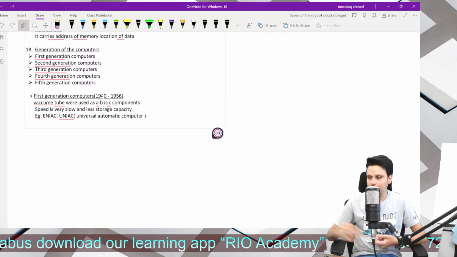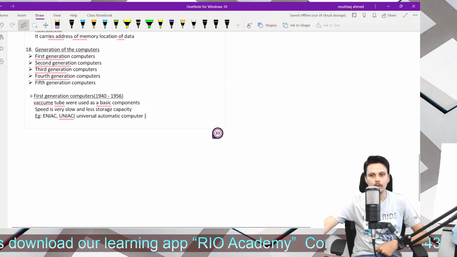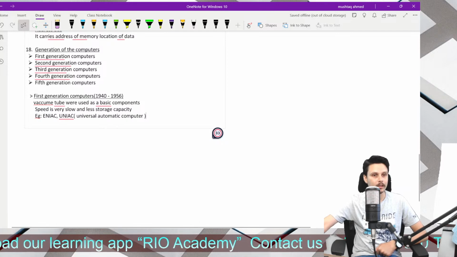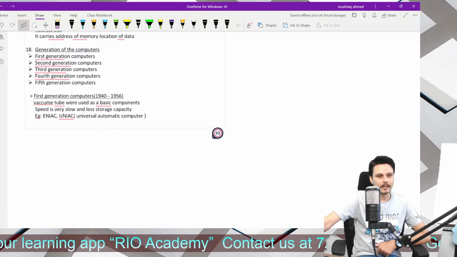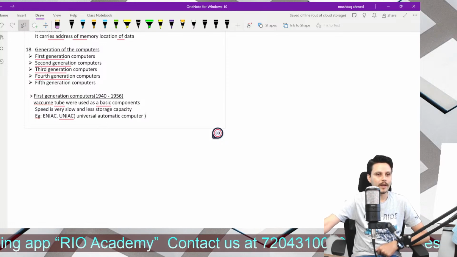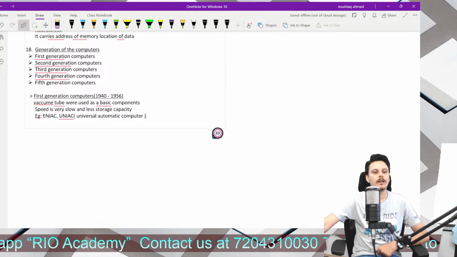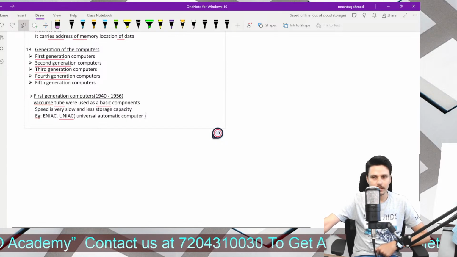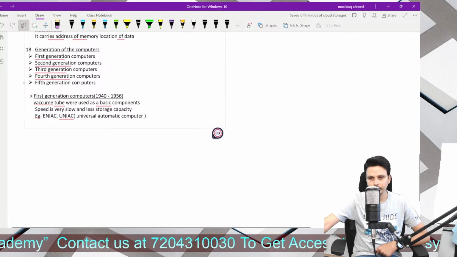You may be asked a question like, what is used in the first generation computer as a basic component? Options will be transistors, microprocessors, integrated circuits, and vacuum tubes. So keep it in mind, vacuum tubes are used in first generation computers.